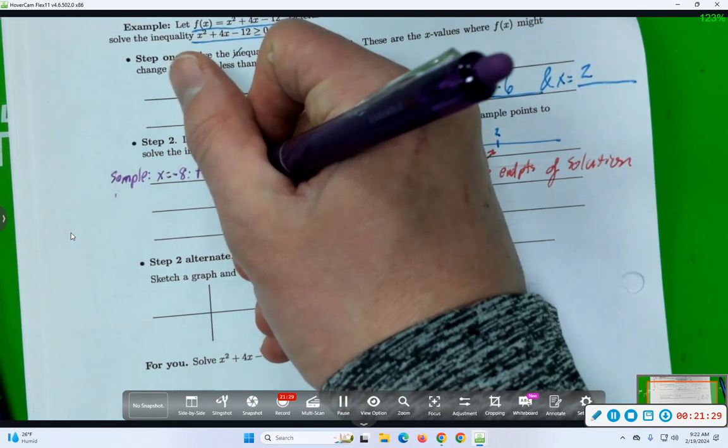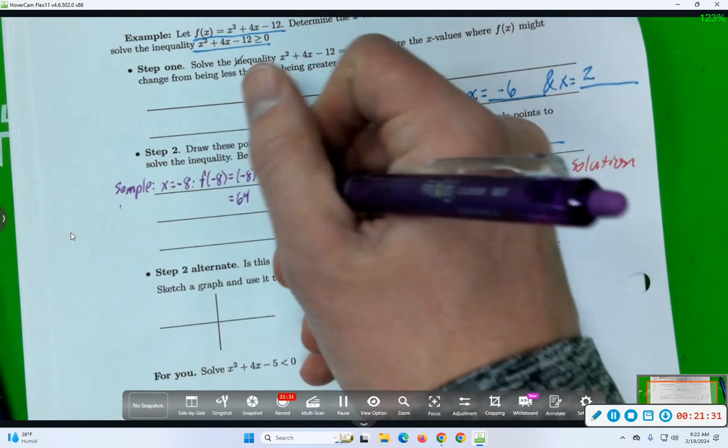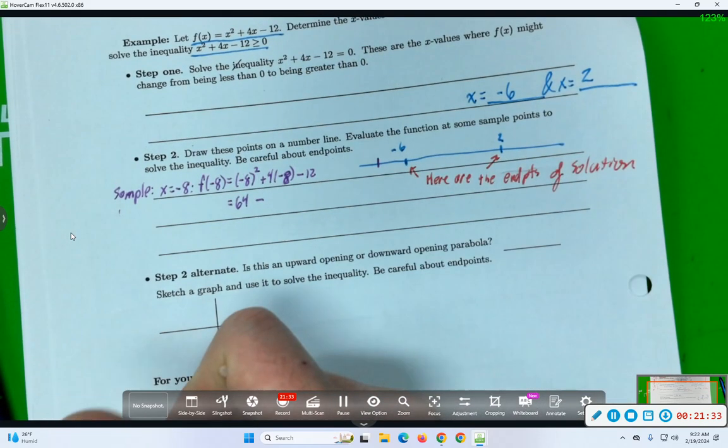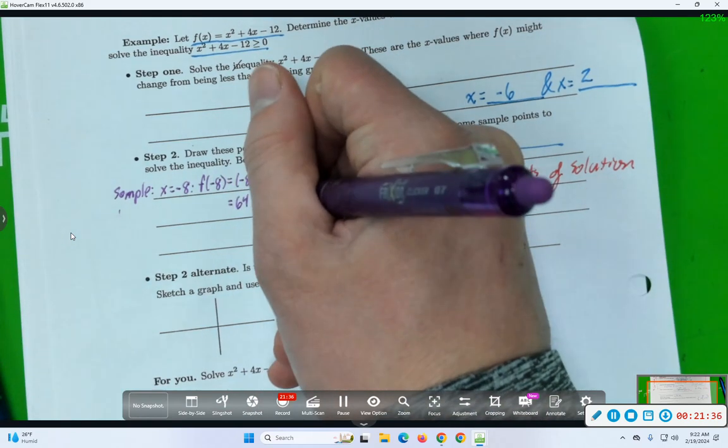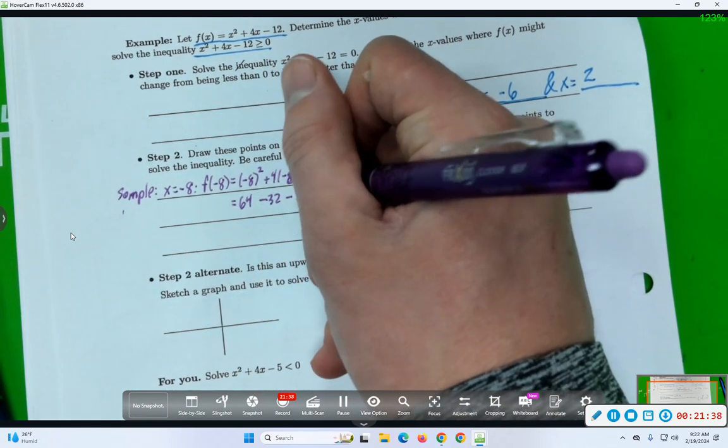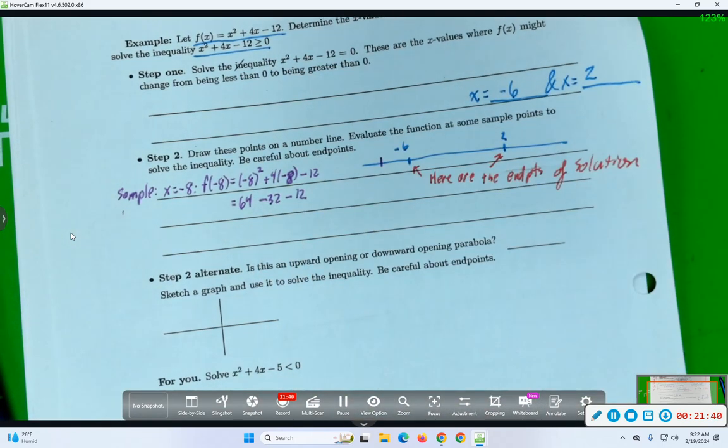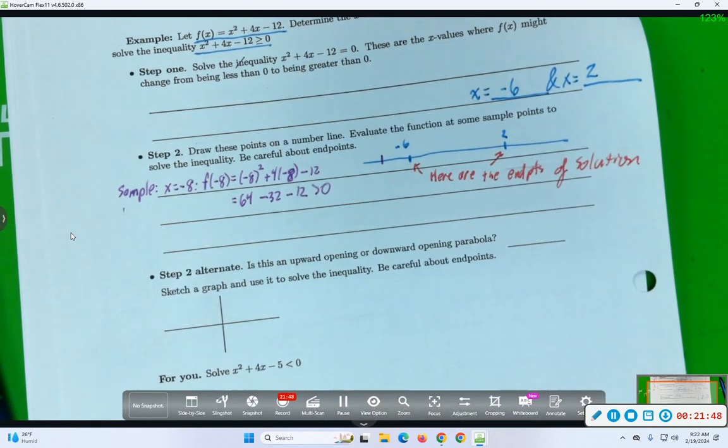So this will be 64 minus 32 minus 12. Is it positive or is it negative? Positive. 64 is way bigger than the other two. I don't care how positive it is, it's positive. Did anyone test a different sample value?